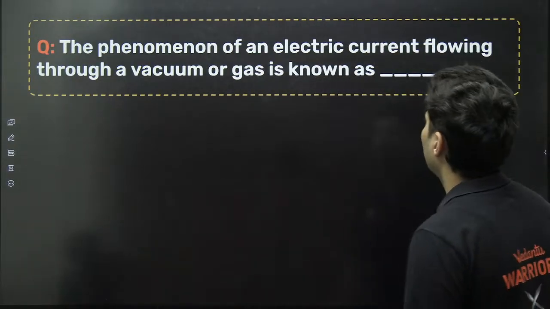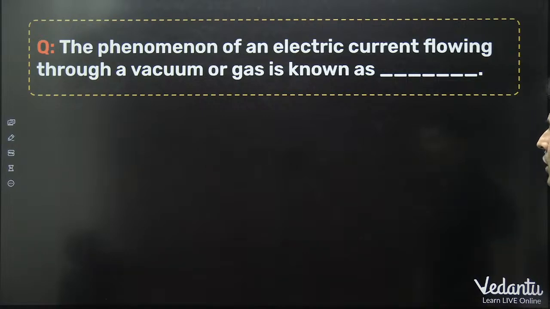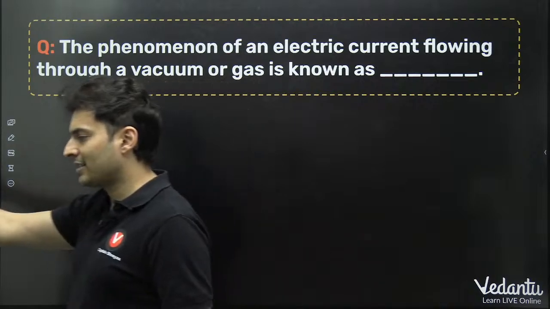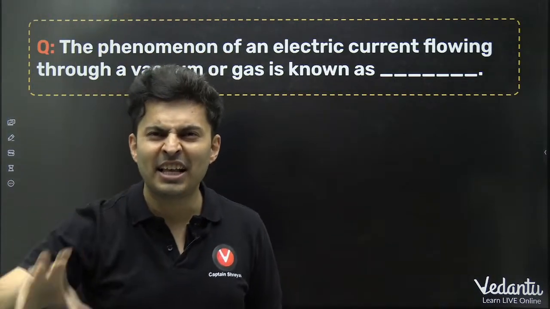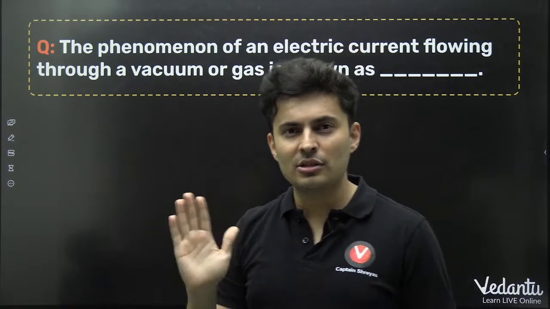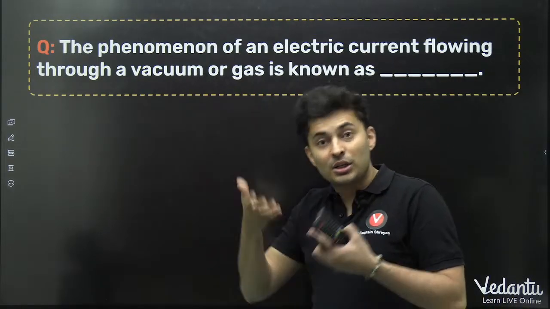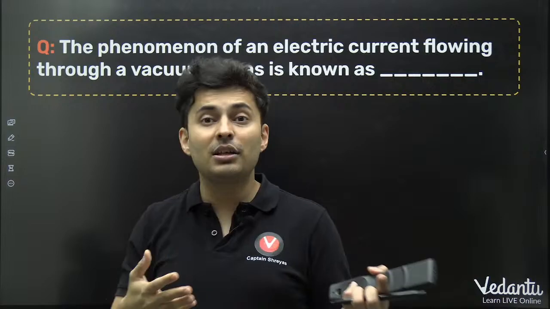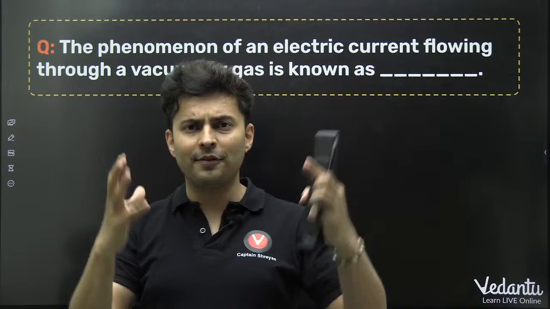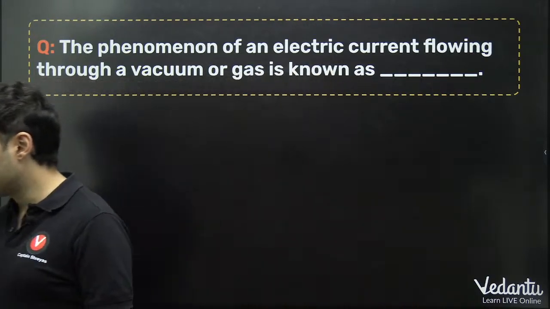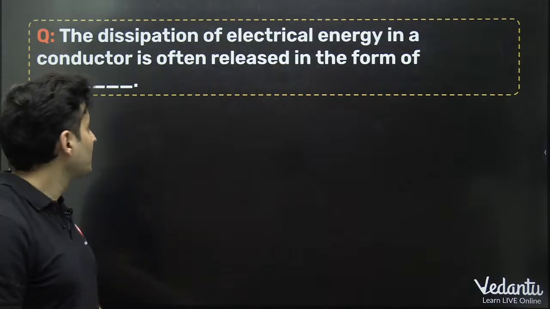Phenomena of an electric current flowing through a vacuum or a gas is known as. When current flows through a vacuum or gas, what is it called? Like lightning. That is electrical breakdown, electrical discharge. Usually current does not flow through wood, air, vacuum. Current needs a conductor. But even if conductor is not there, still it is flowing. That means there is such a large voltage, such a strong field that breakdown occurred and discharge occurred. So breakdown and discharge will be the correct answer for this.